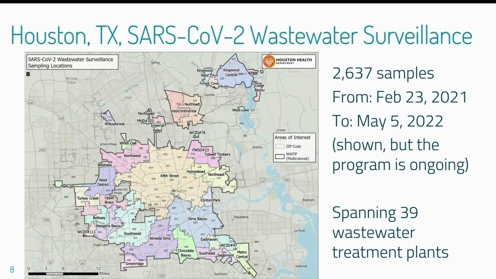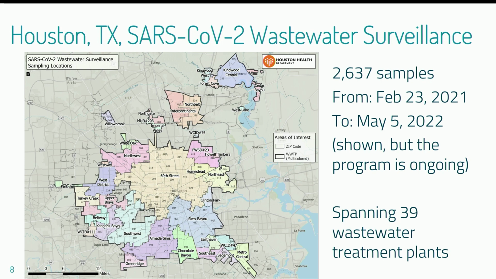So this is the data that went into the manuscript. But the program is still ongoing. We're still tracking different variants. And I just wanted to highlight that this is not a one and done project. This is something that is happening nowadays.